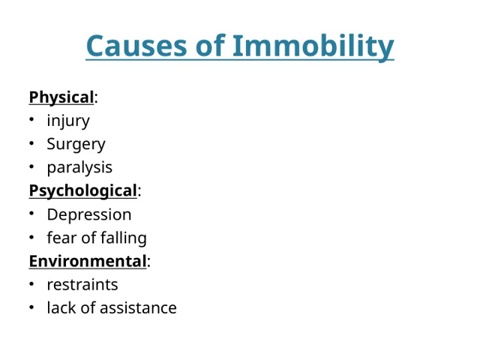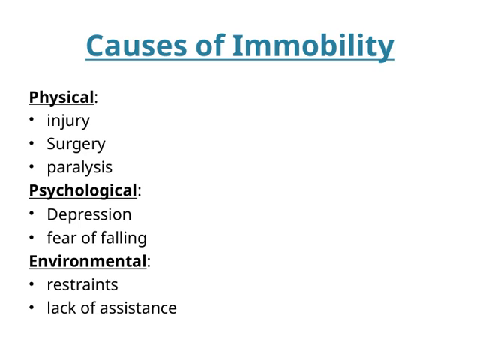Let's take a look at the causes of immobility. First, there are physical factors, which include injuries, surgeries, and paralysis. These are often direct results of medical conditions or accidents that limit a person's ability to move. Then, we have psychological factors like depression and fear of falling. These mental and emotional states can significantly influence a person's activity level, sometimes even more than physical issues.